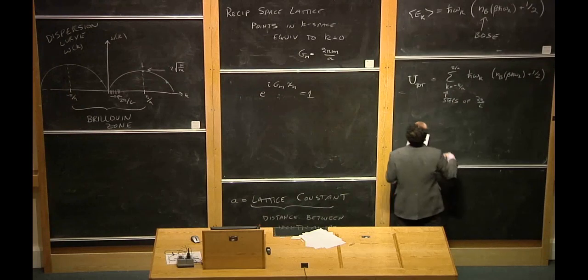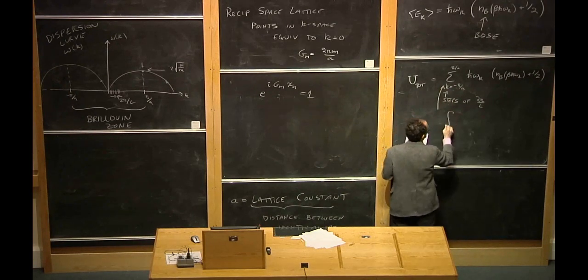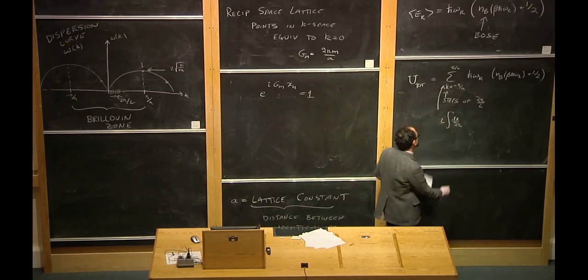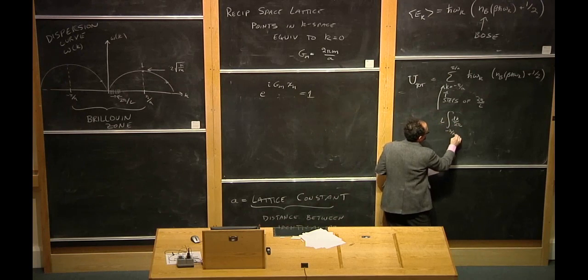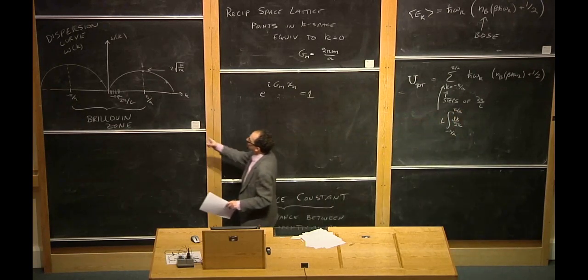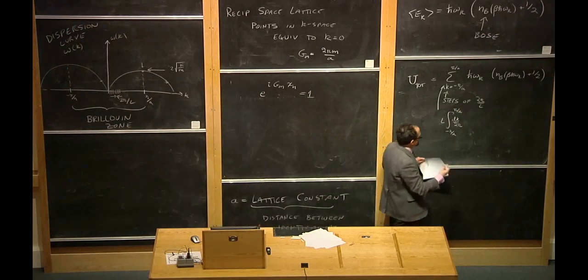Now, the usual way that we have done so many times before is we can replace that sum with an integral, dk over 2 pi times the length of the system, and we only have to integrate from minus pi over a to pi over a, because once we're outside the Brillouin zone, we're just redescribing some of the modes that we have already previously described.